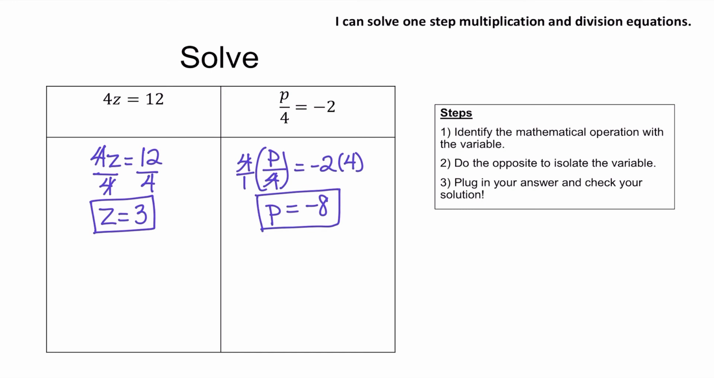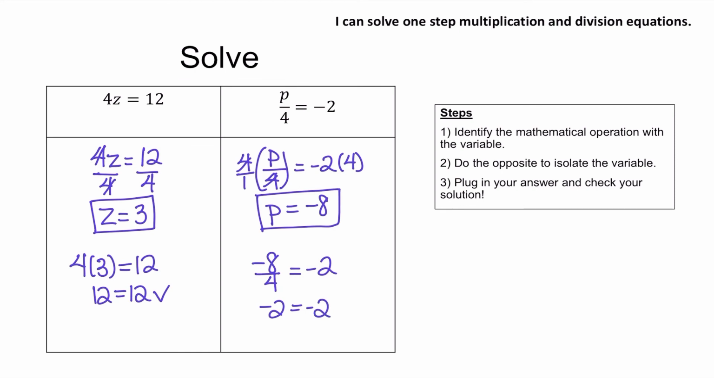And actually, I forgot to go back and check our solution, so let's go ahead and do that. We have 4 times 3. Does that equal 12? Yes, it does. So our solution is correct. And does negative 8 divided by 4 equal negative 2? Yes, it does. So our solution is correct.